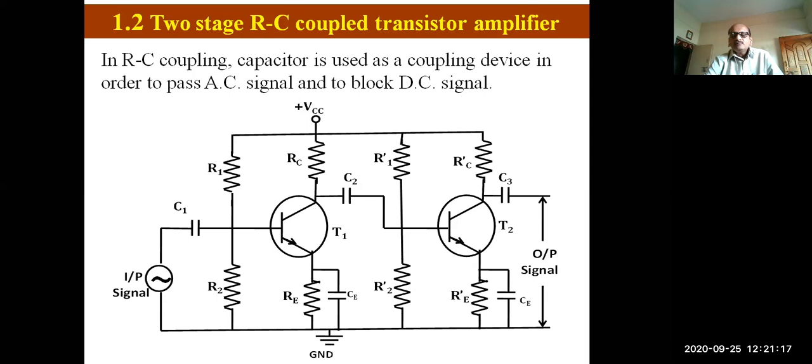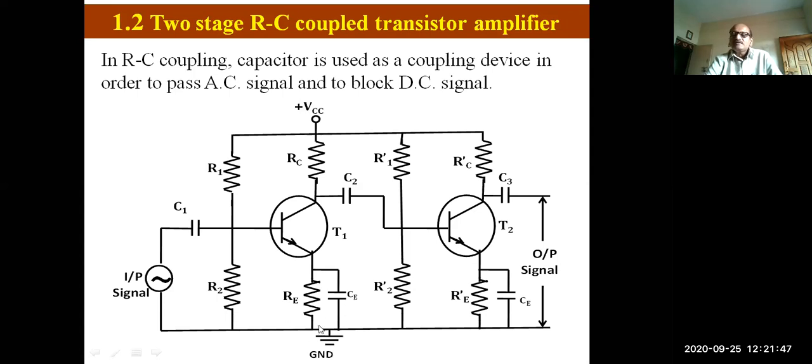Omega value 1 divided by j omega C. As omega increases, reactance decreases. As capacitance increases, reactance decreases. Here we have to say that the larger the value of capacitance, the smaller the reactance, and the smaller the reactance, the smaller the resistance. Therefore, AC current easily passes through the ground through this capacitance.